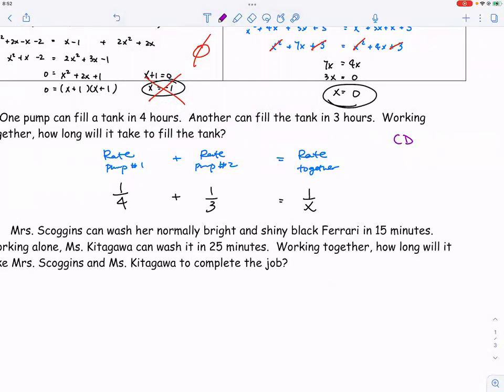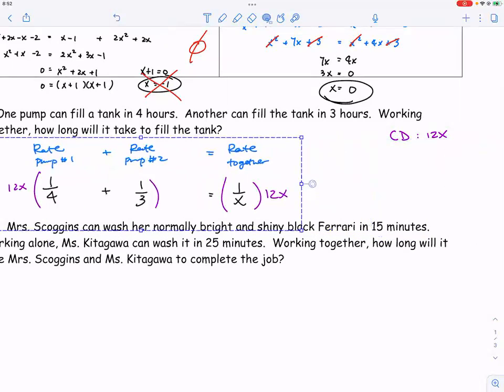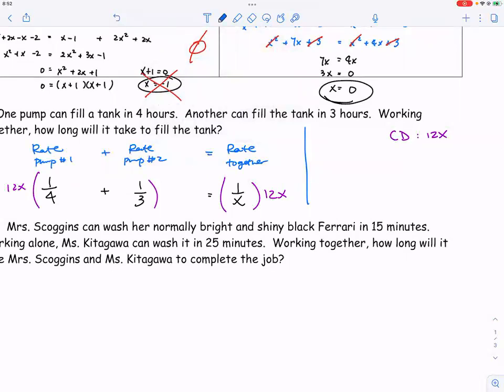With these 3 fractions, what's the common denominator? 12x. So we will multiply both sides by 12x. After we multiply both sides by 12x, let's do the right side first. The right side is easy, it's just 12.